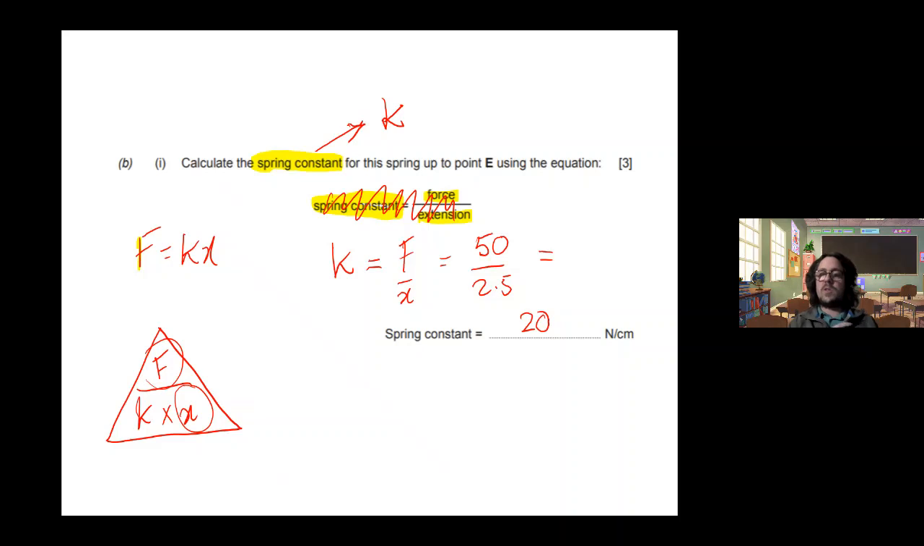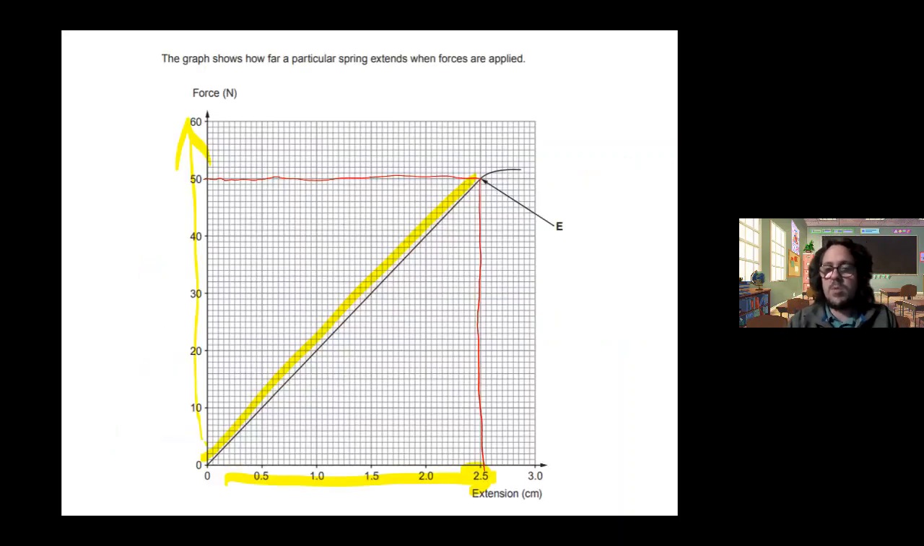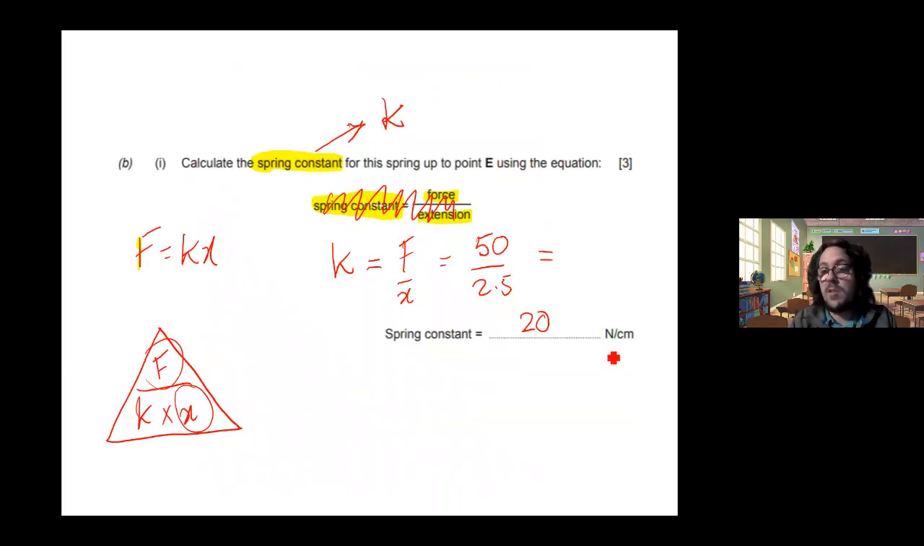Now, here's the thing, kids. You'll notice that I didn't change the units. I said to you earlier on, be careful of things like centimeters. But if you look, it's asking you for the answer in newtons per centimeter, and this is why you've got to pay very careful attention to the units. So that means this needs to be in newtons and this needs to be in centimeters. Both those numbers are in newtons and centimeters as required. So the answer there, 20, is going to be fine.